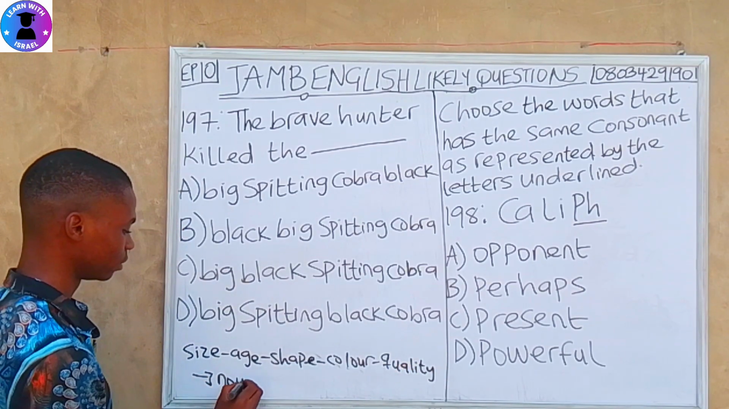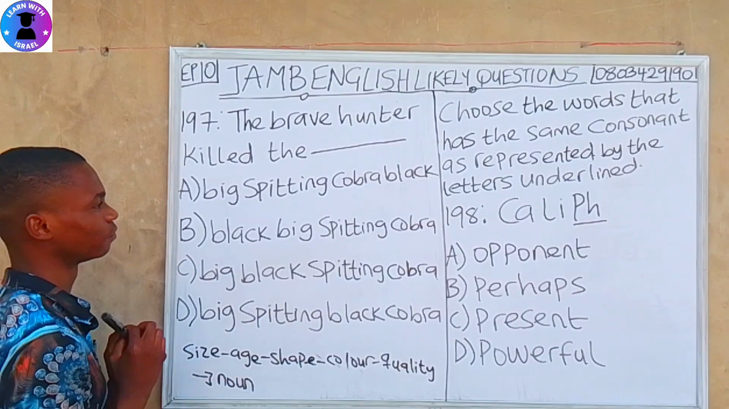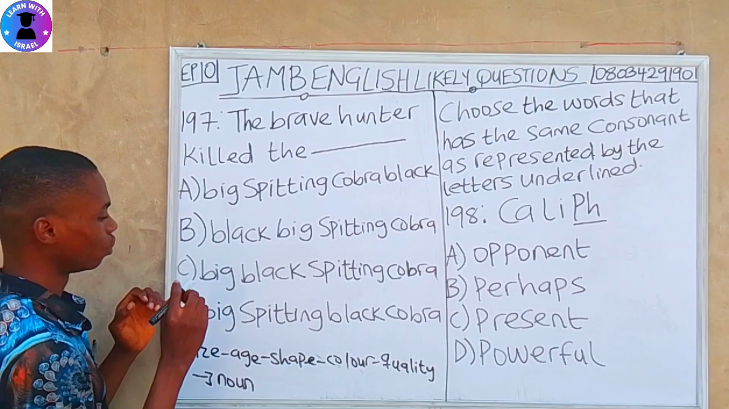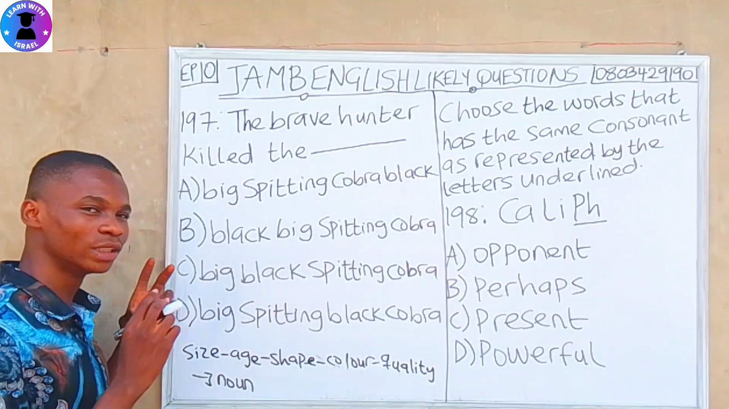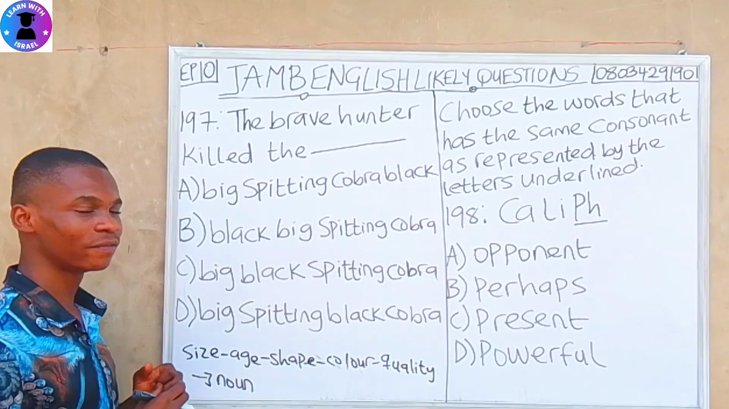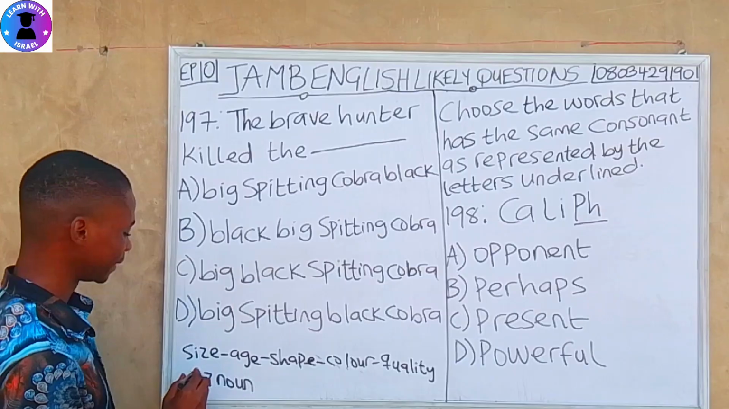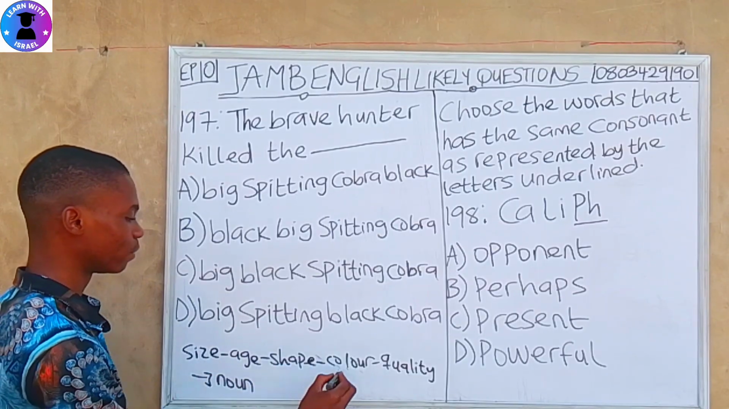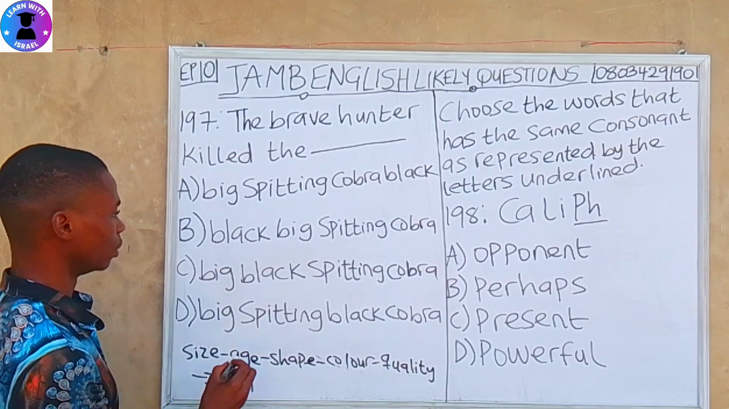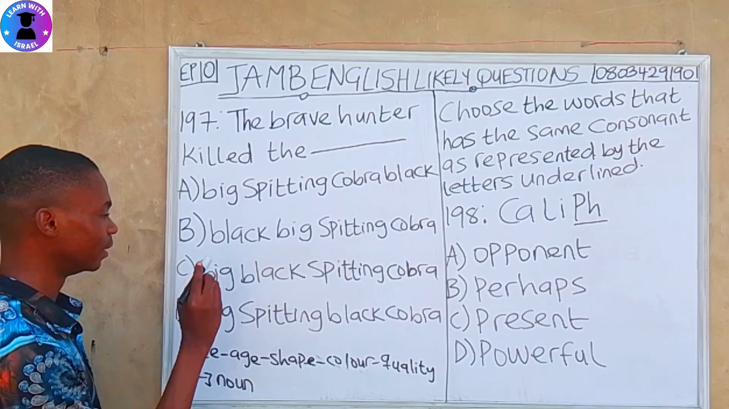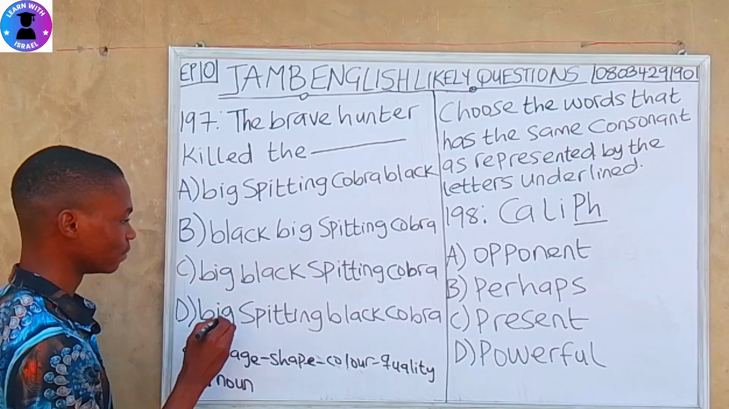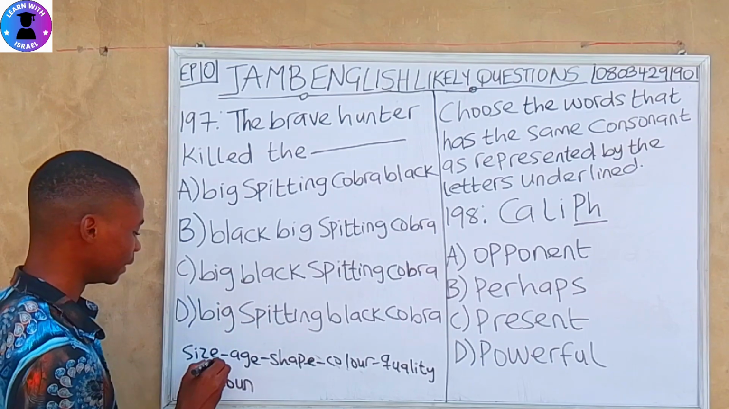Noun. According to this question, we still have more, but this is the one I'll be listing out. If you need more understanding, go and watch my previous episode. So: size, age, shape, color, quality, noun. The size here is big. Big is the size.